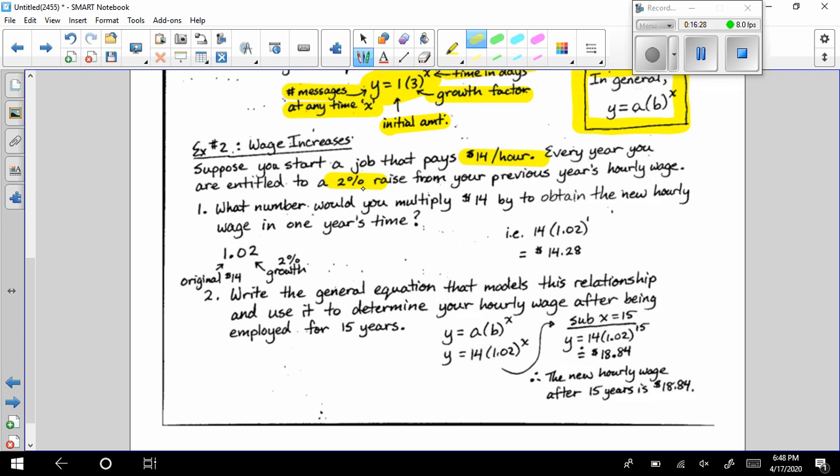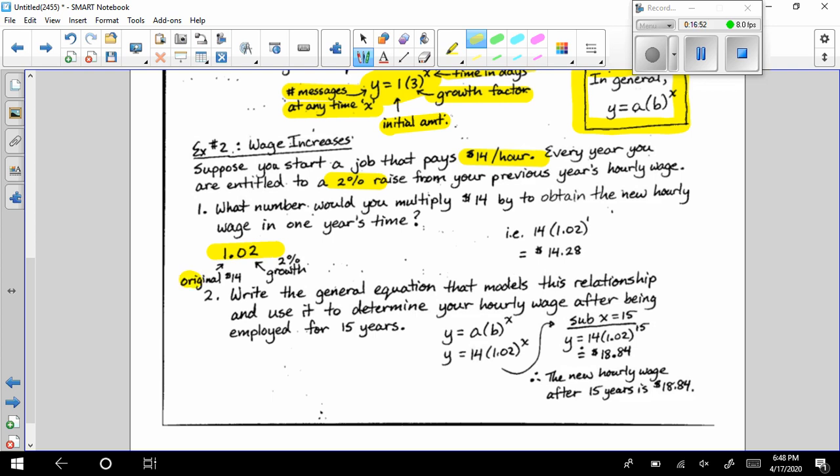Well, if it's going up by 2%, and that gets converted to a decimal number, that would be 0.02, but that's on top of the 100% or the original $14 that you were making. So our growth factor in this case is 1.02.